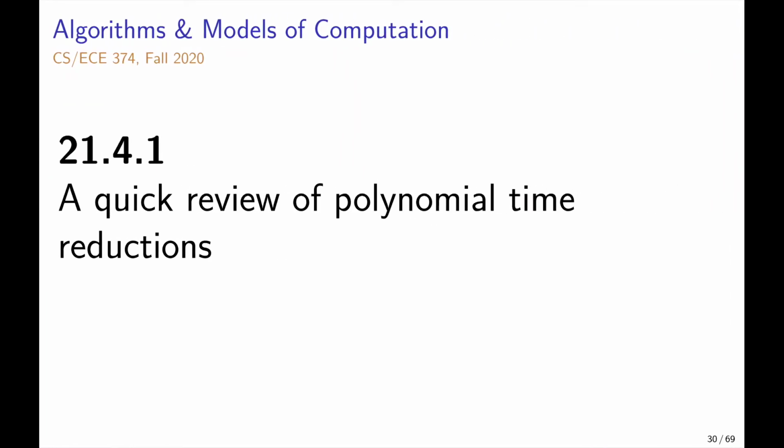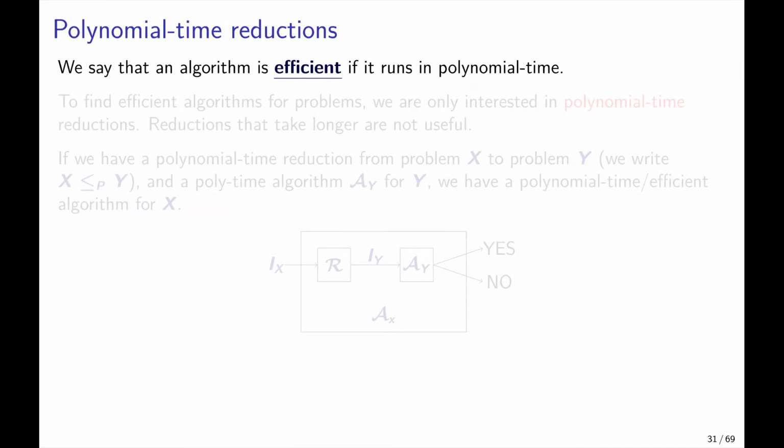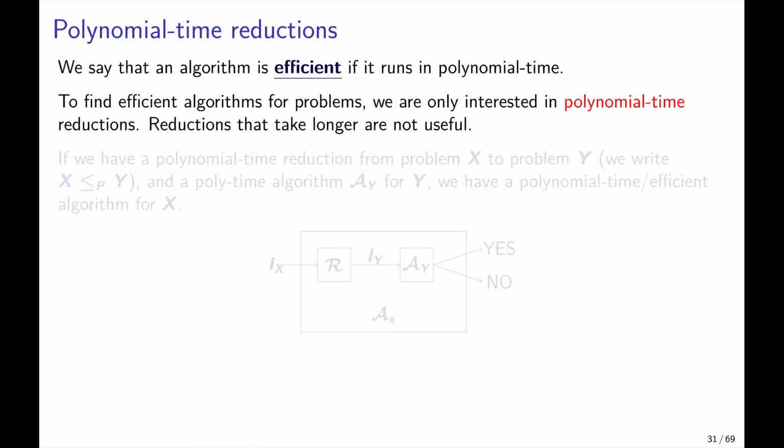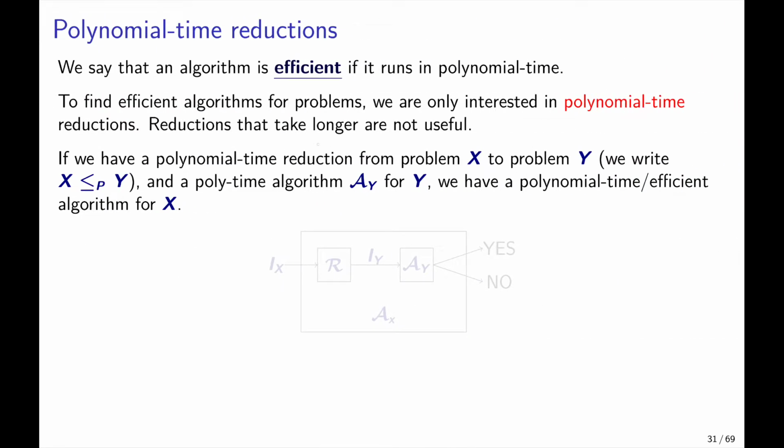Okay, so let's do a quick review of what we know about polynomial time reductions. We are interested in efficient algorithms, and in our language, efficient algorithm means polynomial time. Because we're interested only in efficient algorithms, we're interested only in polynomial time reductions, which preserve polynomiality. Reductions that take longer are not useful, like the reduction we just saw for NFA universality.